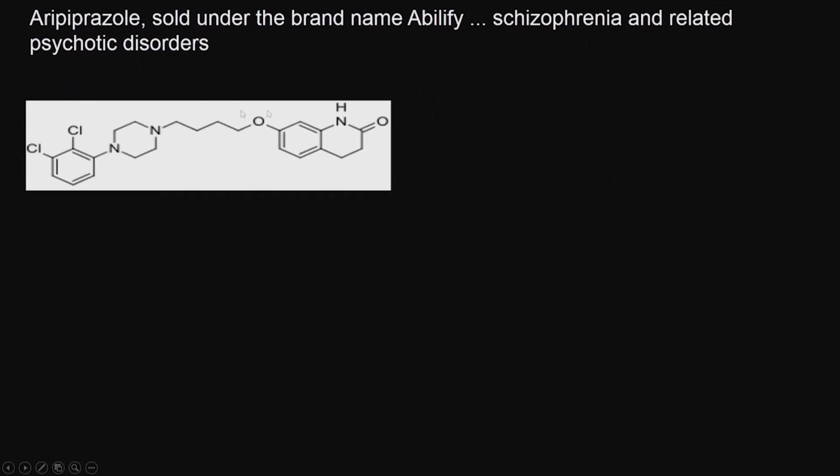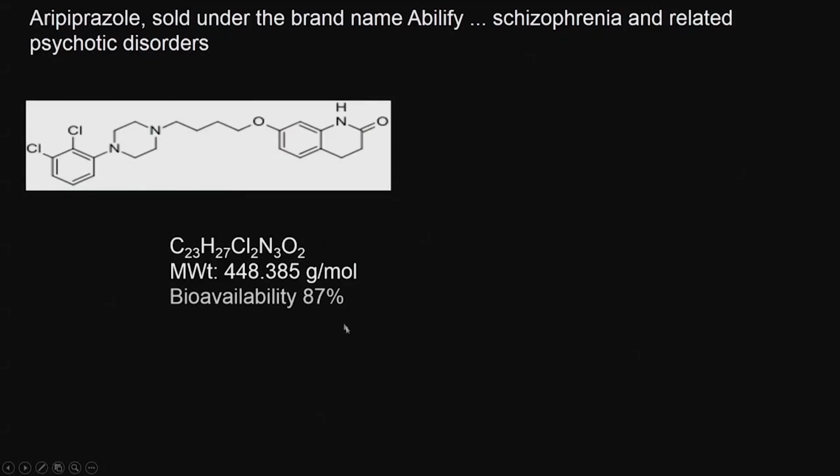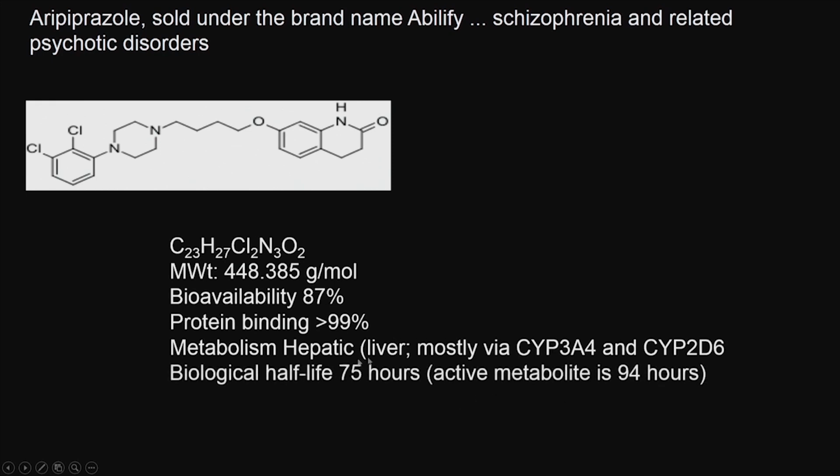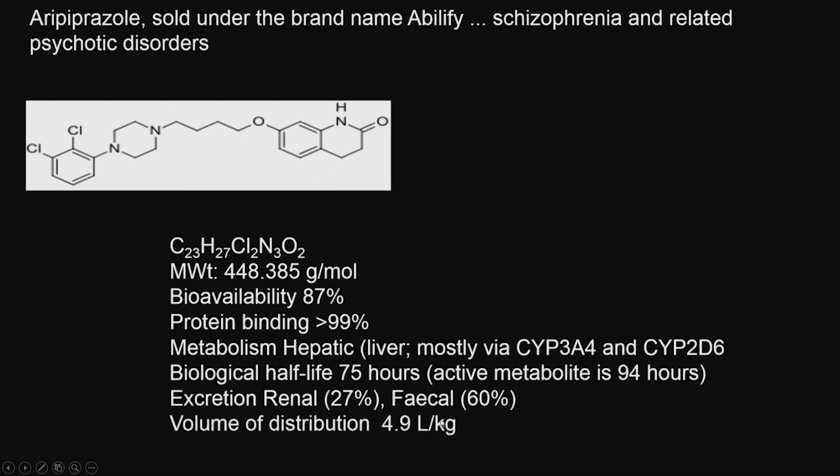Look at another drug, this is also a small molecule under the brand name Abilify. This is meant for psychotic disorders, CNS disorders, central nervous system related disease. So it has to cross the blood brain barrier. It is a small molecule, 448 molecular weight, and bioavailability is quite good, 87%. It binds quite a lot to protein, and it gets metabolized by cytochrome enzymes in the liver. Biological half life is 75 hours, excreted renally 27%, fecal 60%, and volume of distribution is reasonable.